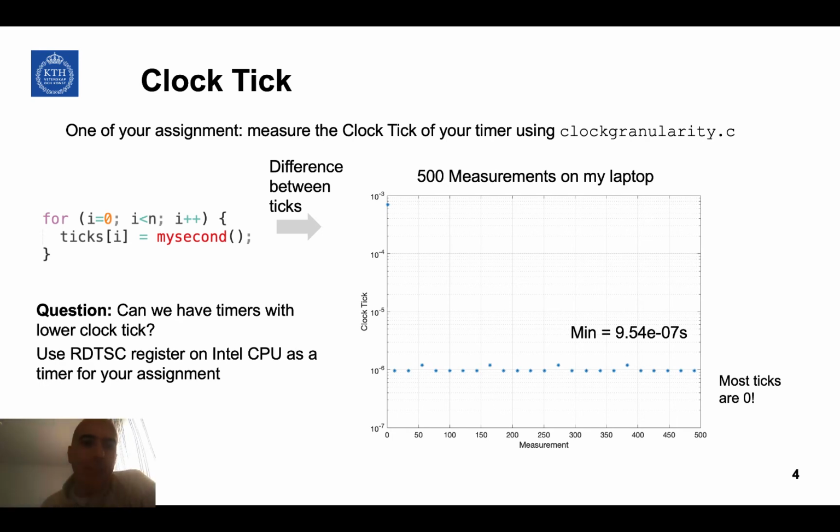Can we have a better timer? So we are going to ask you to use a different timer, using the RDTSC register on Intel CPUs. We are going to use this for your assignment, and hopefully we can do better than this 10 to the minus 6 granularity.